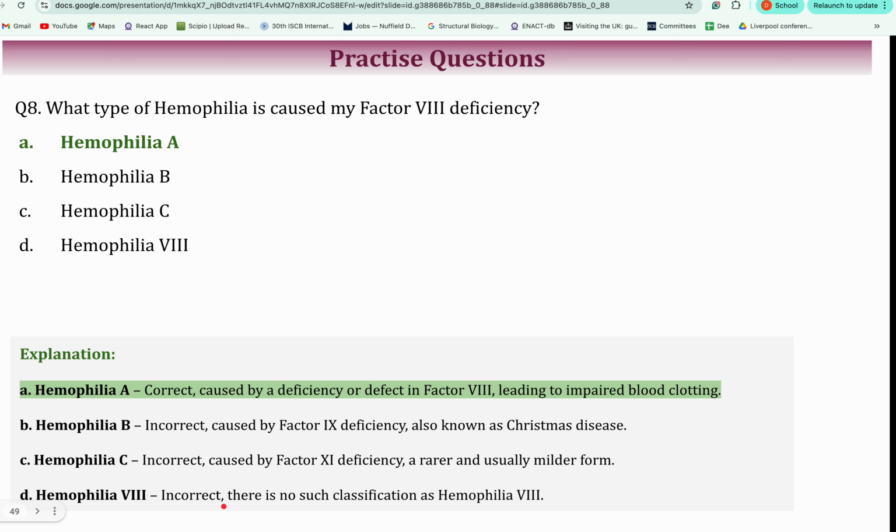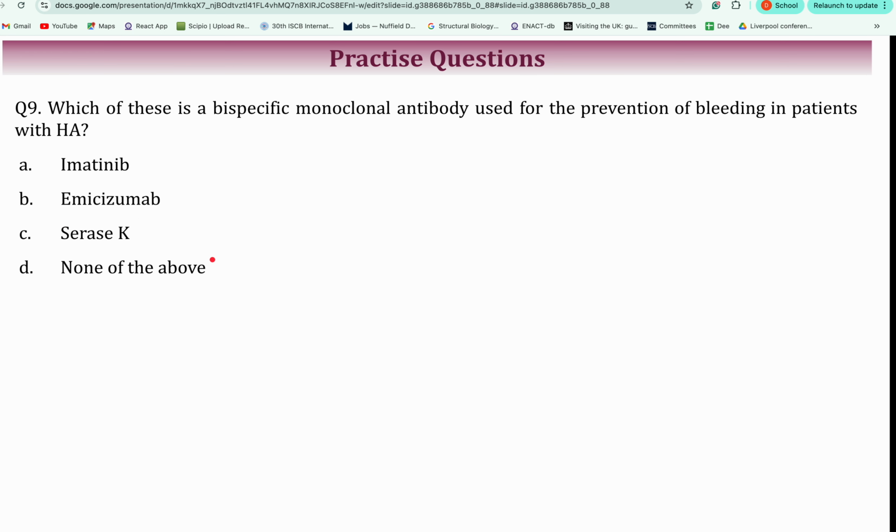So this is just to confuse you with thalassemia, because in thalassemia, when we were talking about different globin gene defects, we said that alpha thalassemia means there is a defect in the alpha globin gene. So this is just to confuse you. There is no such name which exists. Now let's move to next question.